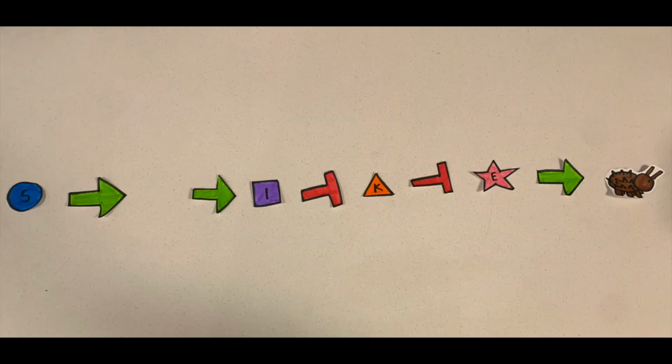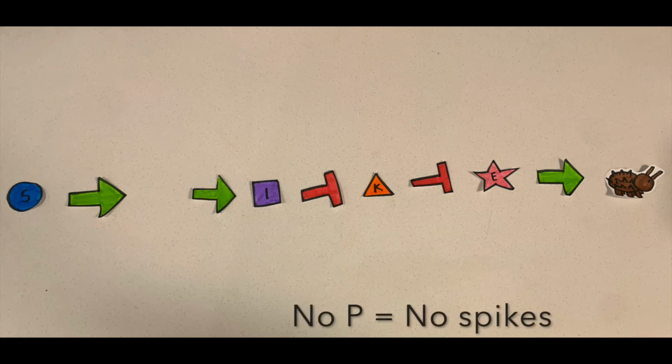Because the P is no longer there, it will no longer activate I, which will no longer inhibit K. Now that K is present in the cell, it will inhibit E, and as a result, the cell won't be able to activate the formation of spikes.